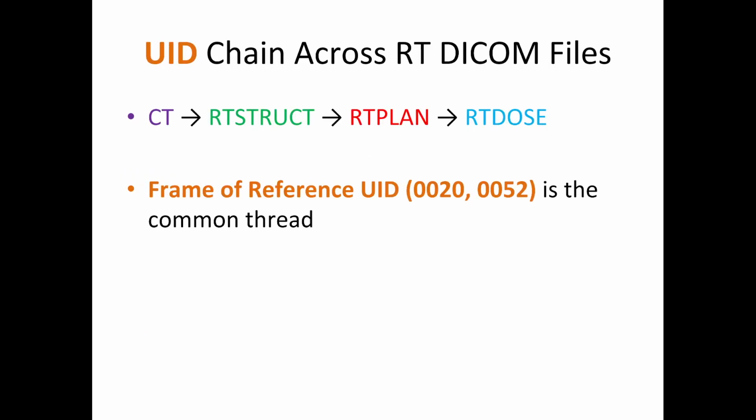What keeps everything aligned is the frame of reference UID. It's in tag 0020,0052. Think of it as the glue that connects CT, RTStruct, RTPLAN, and RTDOSE.